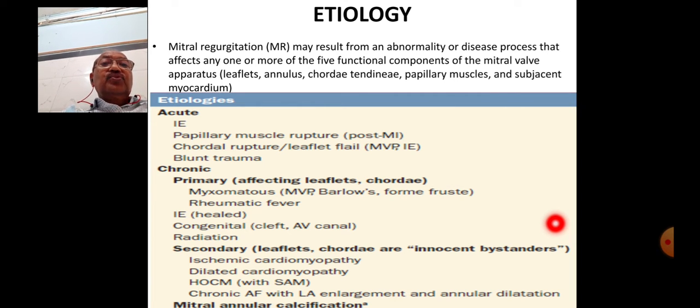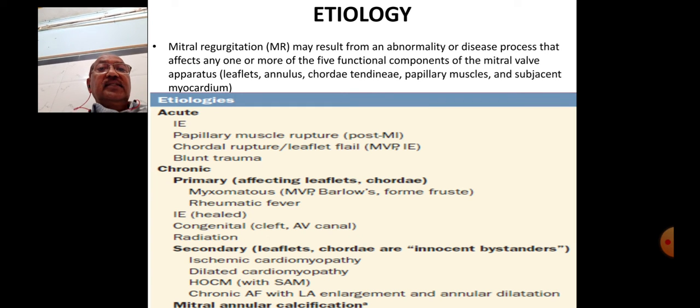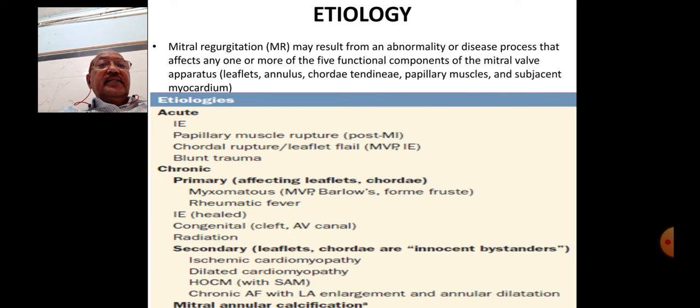Chronic MR is usually primarily affecting leaflets and chordae: myxomatous, of course, in mitral valve prolapse, rheumatic fever and rheumatic heart disease, infective endocarditis, congenital in the form of cleft mitral leaflet, AV canal, and radiation. Secondary MR involves ischemic cardiomyopathy, dilated cardiomyopathy, HOCM, chronic atrial fibrillation with LA enlargement and annular dilatation, and of course, mitral annular calcification.